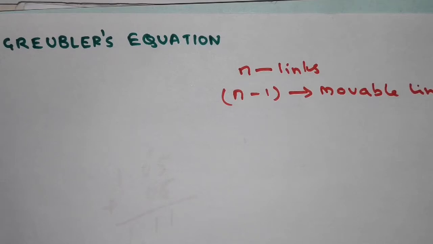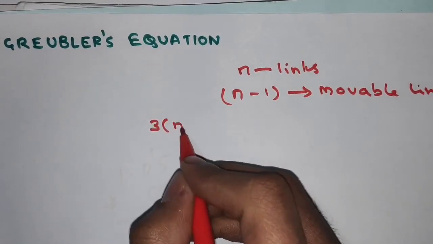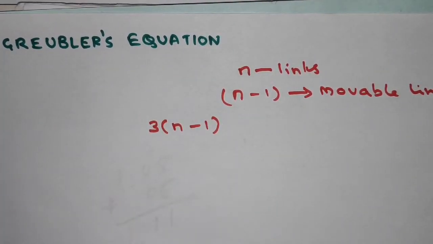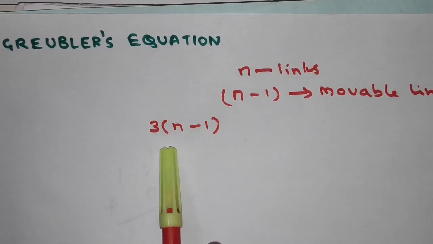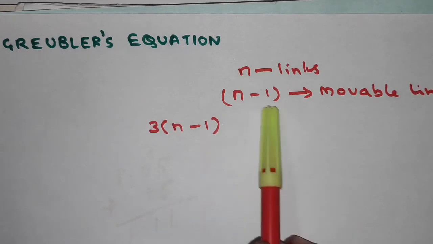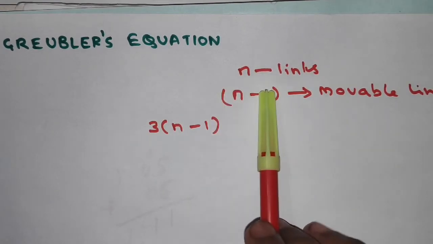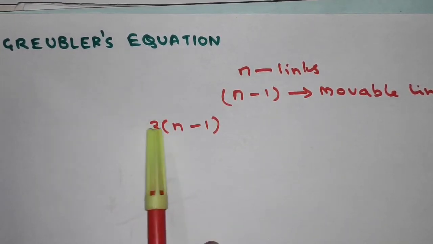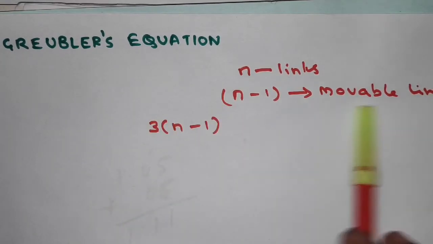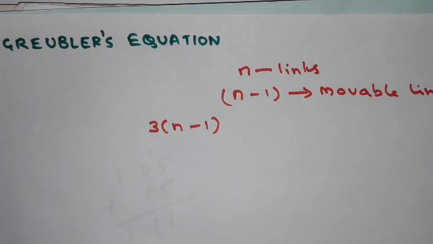Now the total number of degrees of freedom will be 3 times n minus 1, because when we take these movable links separately, they will be bound with 3 degrees of freedom. This we have already seen in degrees of freedom. So those links which are movable, that is n minus 1, will have 3 degrees of freedom. Hence, the total degrees of freedom for all the movable links will be 3 into n minus 1, before they are connected to any link. So this is the important condition. Just as the movable links are free to move in 2D space, their degrees of freedom will be 3 into n minus 1.